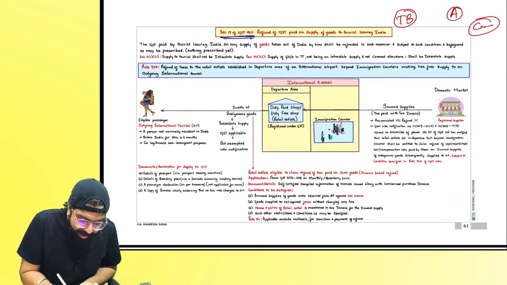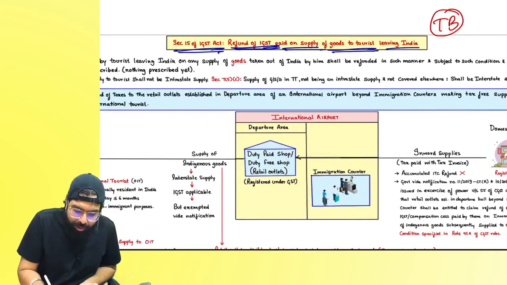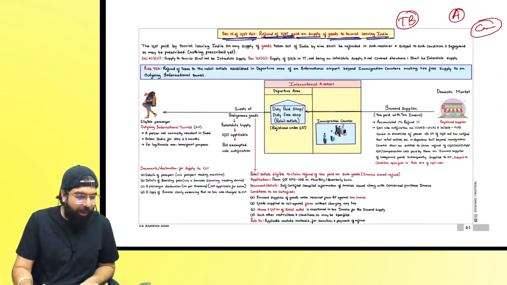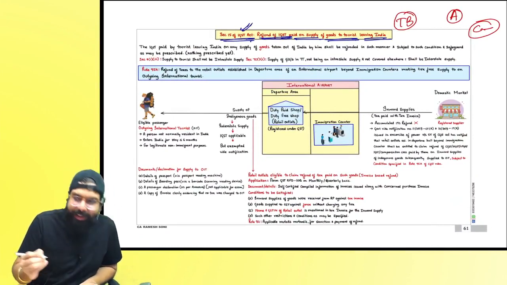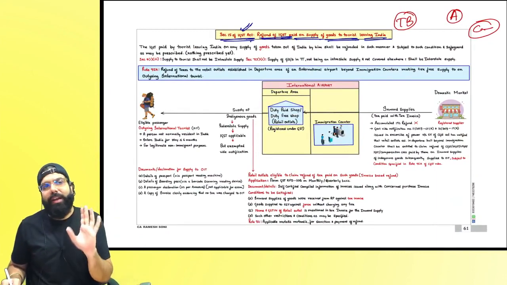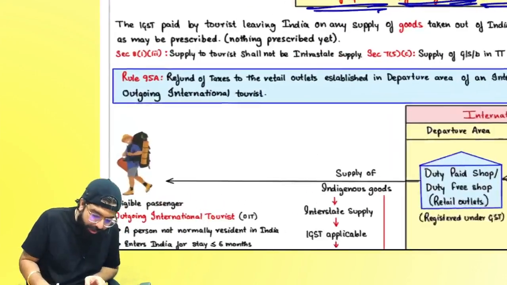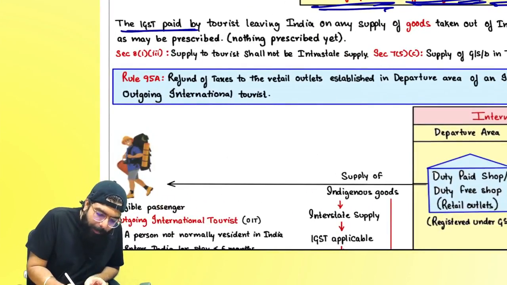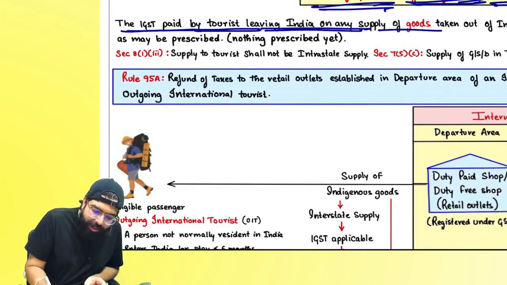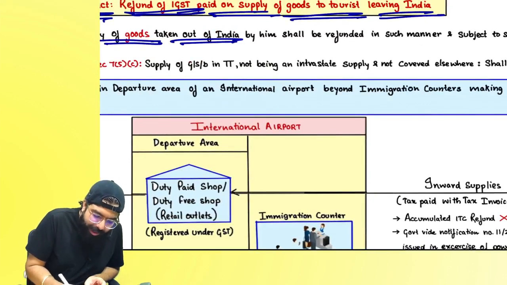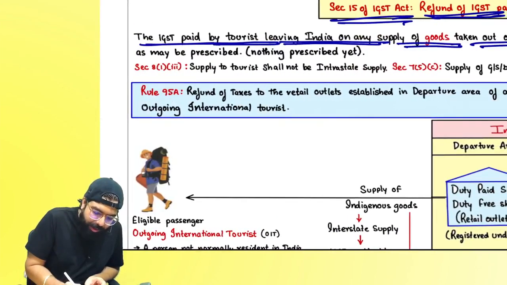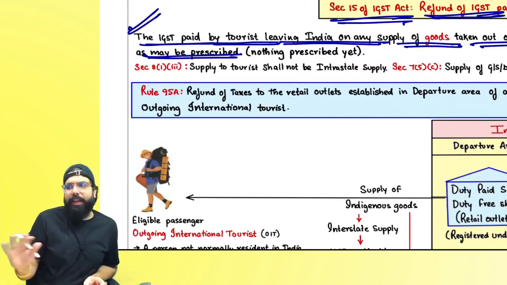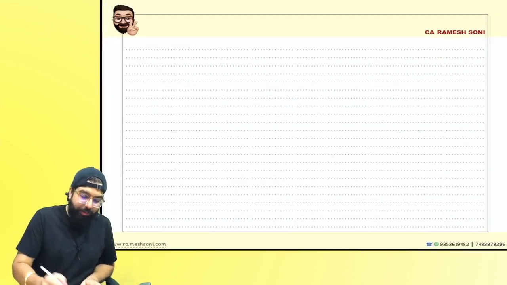IGST, section number 15 of the IGST Act, refund of IGST paid on supply of goods to tourists leaving India. Everyone listen to me very carefully. Whenever a tourist is leaving India, whatever IGST is paid will be refunded, they are telling. Sir, what do you mean by this? The IGST paid by tourists leaving India on any supply of goods taken out of India by him shall be refunded in such manner and subject to such condition as may be prescribed, but nothing has been prescribed.